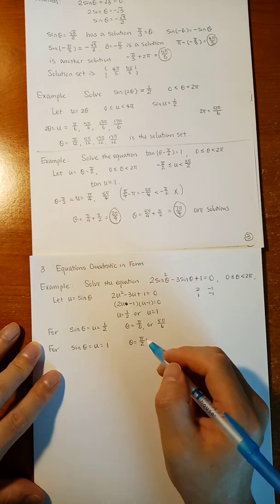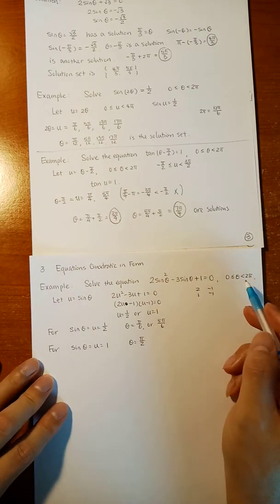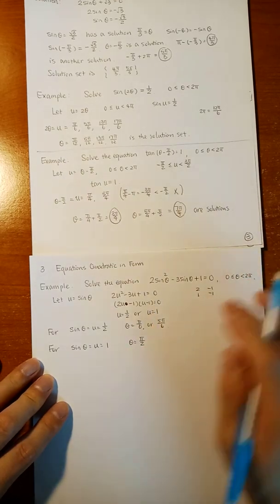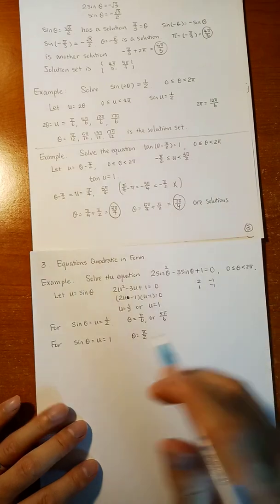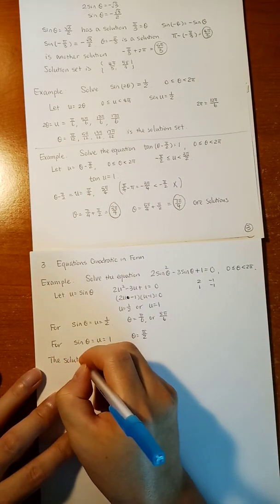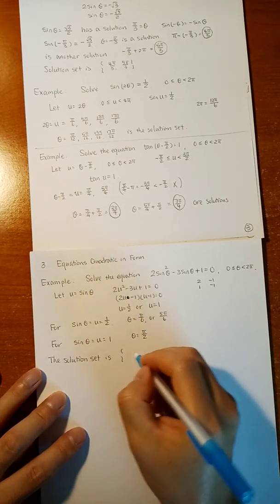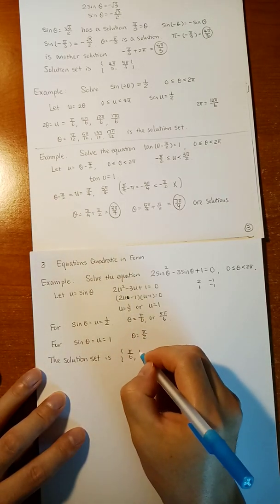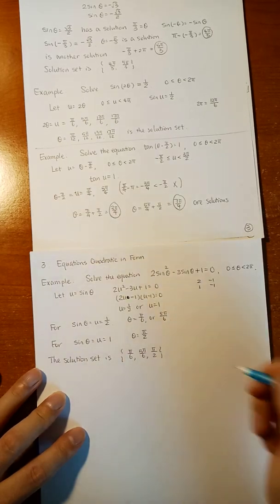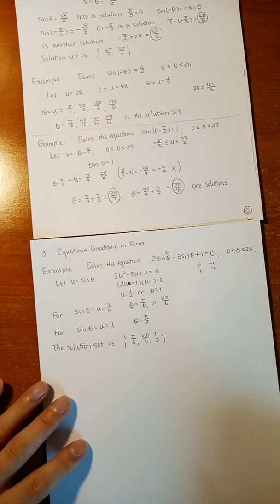And all these solutions are in the domain 0 to 2 pi. If you add multiples of 2 pi, they will be outside of this range, so we don't do that process. So the solution set is pi over 6, 5 pi over 6, and pi over 2. And that's it.